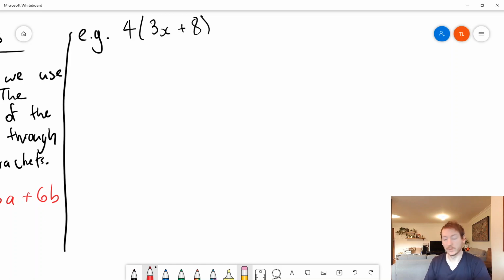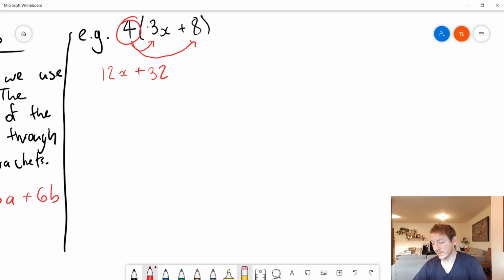So what I need to do is get this term here and distribute it to each term in the brackets. It's going to be real easy to forget to do this one at the end here. 4 times 3x is 12x, 4 times 8 is 32, and there was a plus in the middle, so it's plus there. That's one way to do it. The other way to do it is to think about 4 times 3x is 12x, 4 times positive 8 is positive 32. Both of those will work.